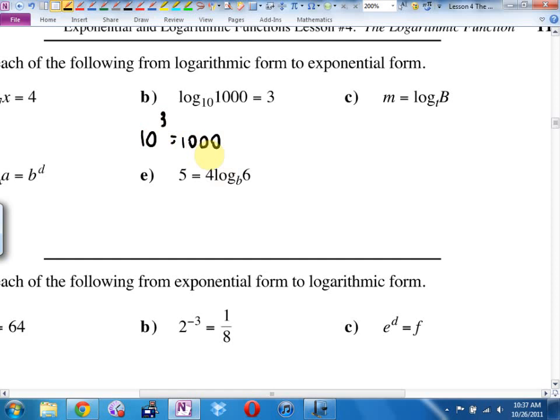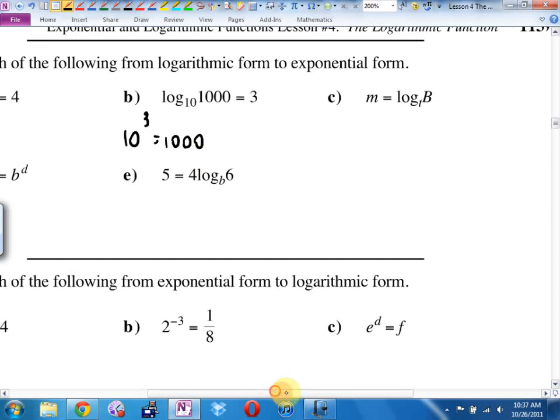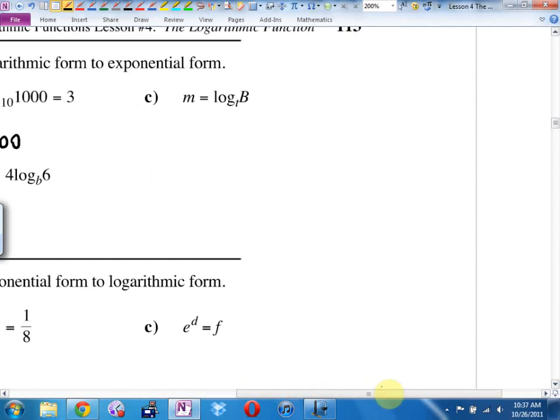You know what I'm going to give you on your test? One like C. Something purely algebraic, and I'm going to say write that as an exponent. But I'll still give you the same hint: your base is your base is your base. What to the power of what equals what? T to the m equals b.